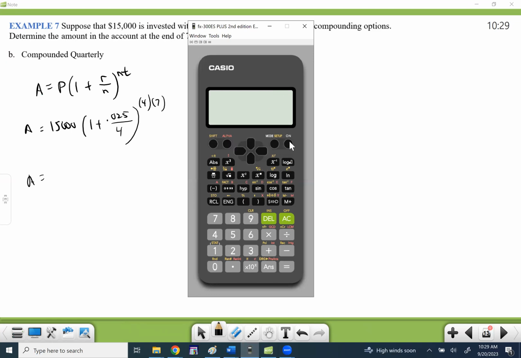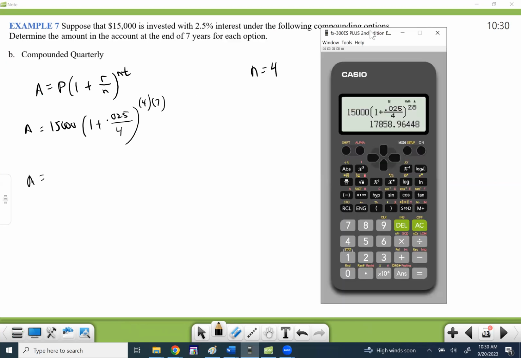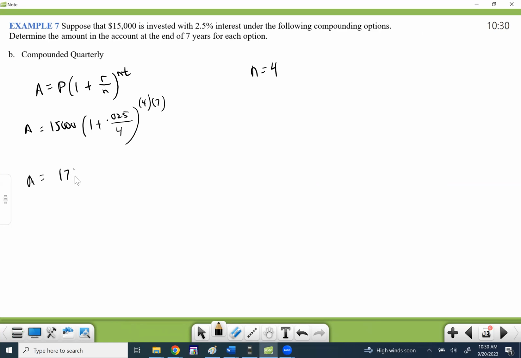All right. So we're going to go ahead and put in, let's see, 15,000, 1 plus 0.025 fraction divided by 4, parentheses. This is all going to be to the, I'm going to put 28. 4 times 7 is 28, you guys. All right, so this should be a little bit more, and it is. It's going to be 96 cents. So 17,858.96.